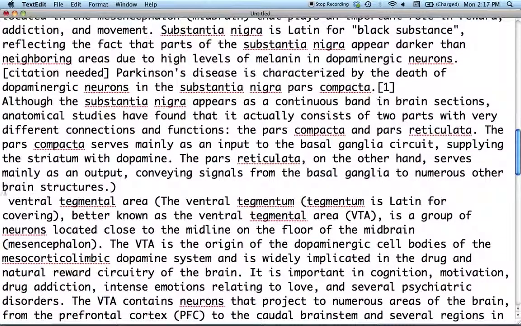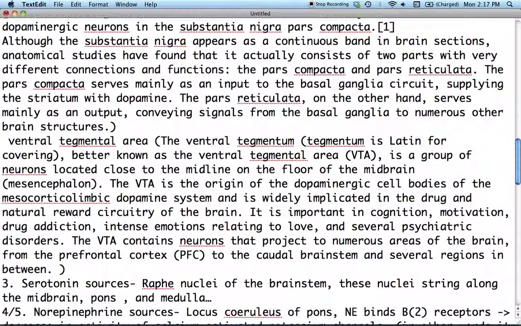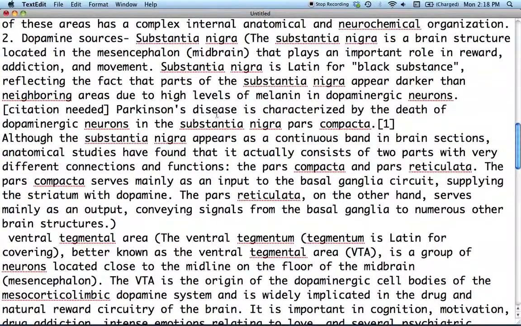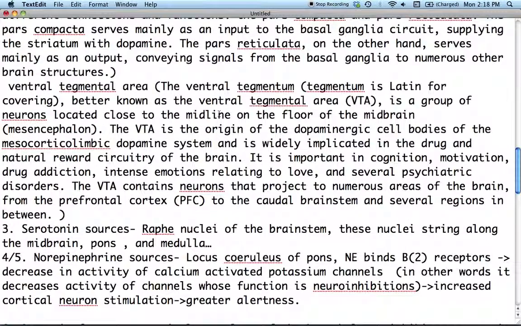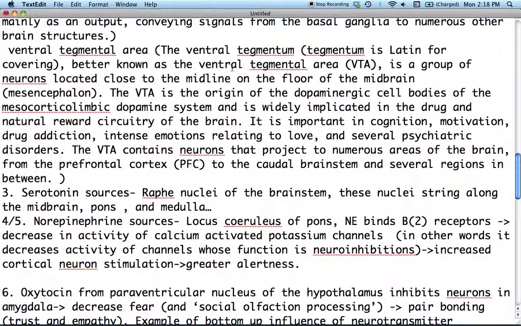The other source is the ventral tegmental area, or the VTA. It's a group of neurons located close to the midline on the floor of the midbrain. So dopamine, VTA, midbrain. Dopamine, substantia nigra, midbrain. Okay. Dopamine, midbrain, 2 sources: VTA and substantia nigra.